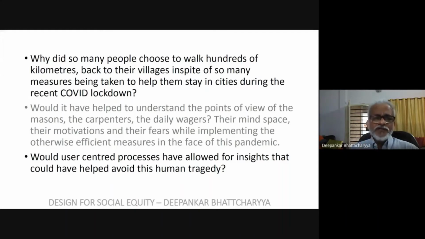In spite of which, why did so many people choose to walk hundreds of kilometers back to their villages in spite of so many measures being taken to help them stay in cities during the recent COVID lockdown? Is this a relevant question to ask? Would it have helped to understand the points of view of the masons, the carpenters, the daily wages, their mind space, their motivations and their fears while implementing the otherwise efficient measures in the face of this pandemic?